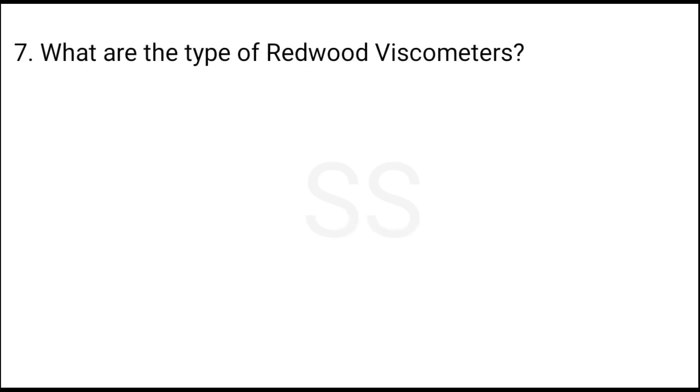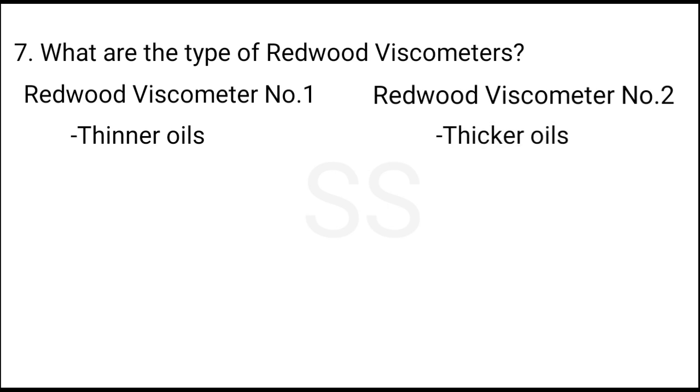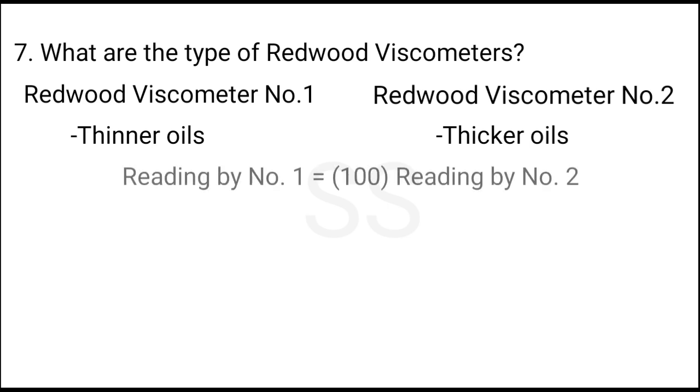What are the types of redwood viscometers? There are two types of redwood viscometers. These are redwood viscometer number 1 and redwood viscometer number 2. Redwood viscometer number 1 is used for thinner oils, and redwood viscometer number 2 is used for thicker oils. Also, the reading obtained by number 1 viscometer is 100 times the reading obtained by number 2.